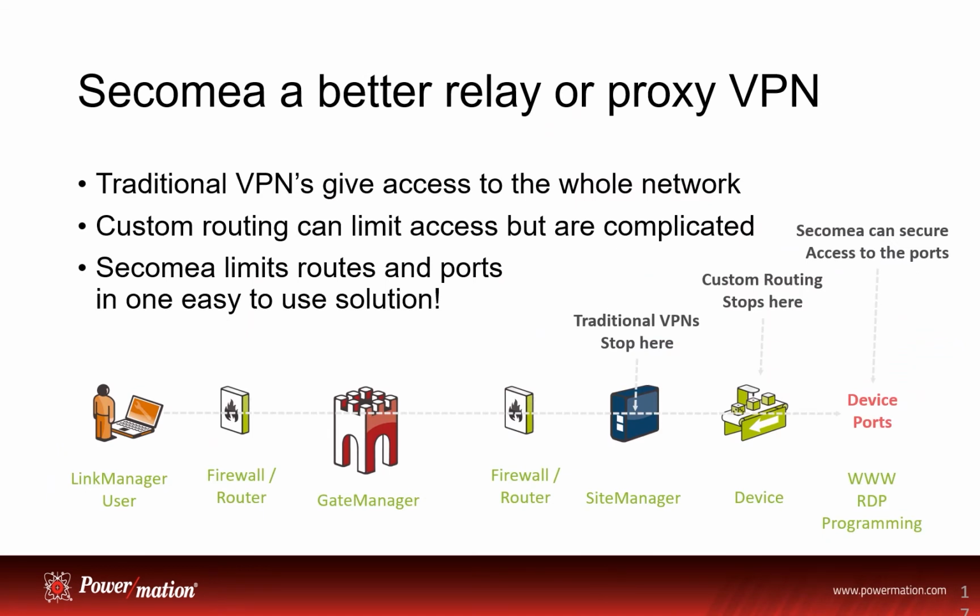So why is Secomea better than a traditional VPN? It's because Secomea is a relay VPN or proxy VPN. When using traditional VPNs, you give access to the whole network. You can create custom rules to prevent and limit access to devices, but that still makes you vulnerable to lateral attacks. With Secomea, you can limit not only access to the device, but also to the ports.